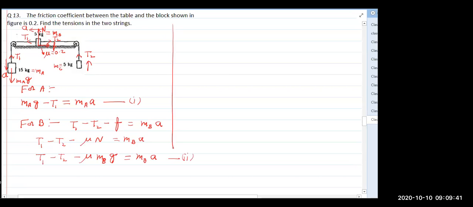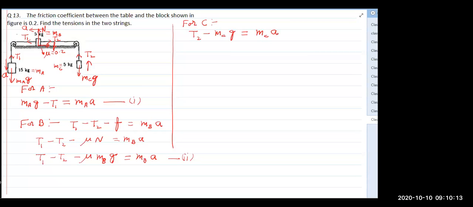Now equation 3 for the third object. MCG is downward, and tension is upward. So tension upward minus MCG downward equals MC into A. Okay, so these are the three equations. Now we have to find the tension in the two strings.